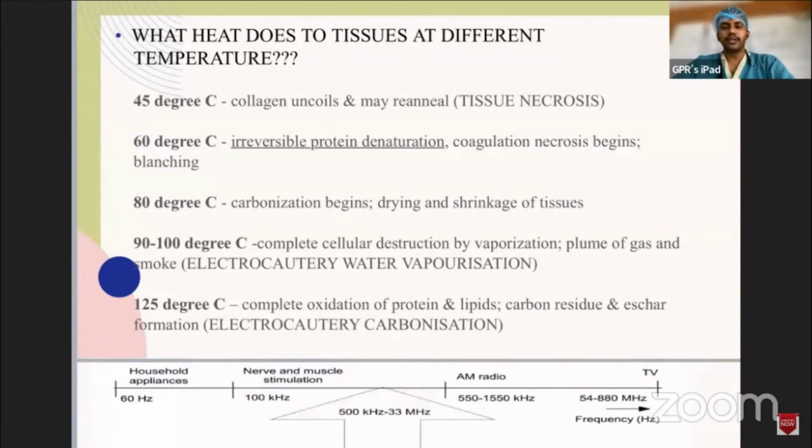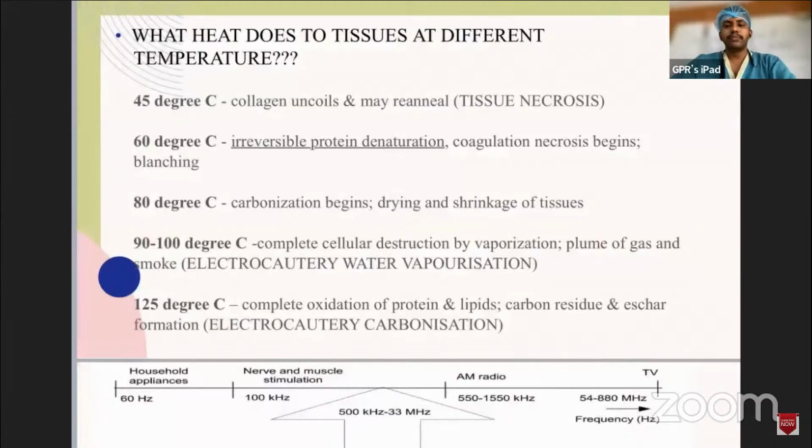At 80 degrees centigrade, heat exposure causes carbonization, or the initiation of eschar formation, caused by the drying and shrinkage of the tissue. When the tissue is exposed to 90 to 100 degrees centigrade, there is complete cellular destruction followed by vaporization, and a plume of gas or smoke is released from the tissue. This is also called tissue vapor, or surgical smoke, which has the vital microorganisms or inactivated viruses present within the cell dissipated. So this is the electrocautery water vaporization effect.